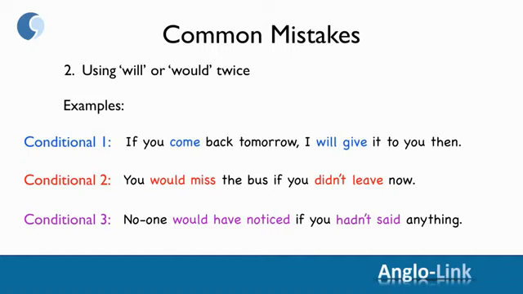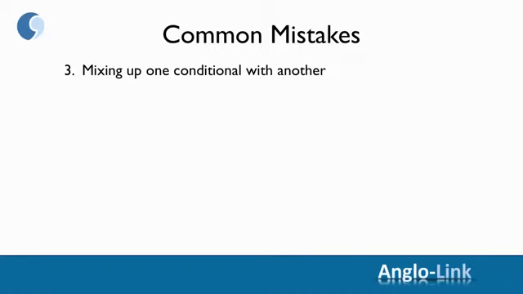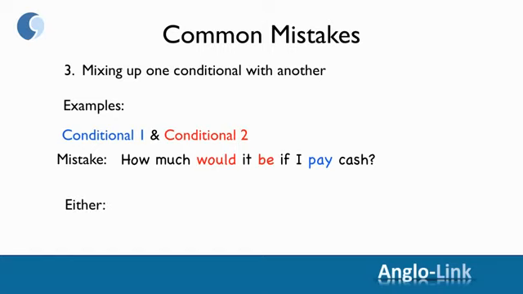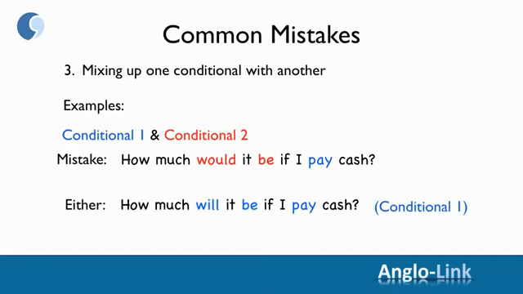And finally, common mistake number 3. Mixing up one conditional with another. For example, mixing up conditionals 1 and 2. A mistake can be, how much would it be if I pay cash? You can either change it to conditional 1, how much will it be if I pay cash? Or conditional 2, how much would it be if I paid cash?